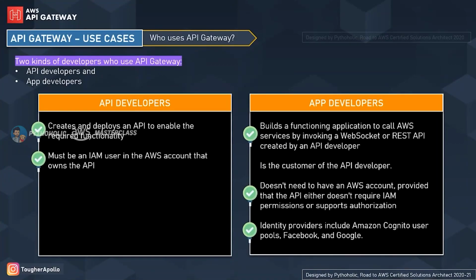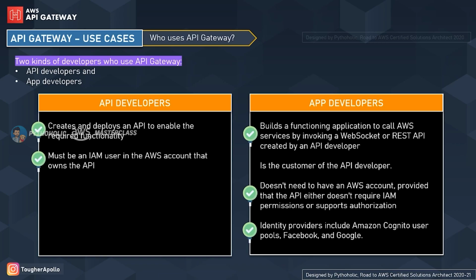Next up is who uses API gateways, or who actually wants to use them. Logically, even if you didn't read the documentation, you would have got the idea that with the AWS API gateway service, you will either be on the side of people who create the APIs, or on the side of people who use these APIs. So we have two kinds of developers who use API gateways: the API developers who create the API, and the app developers who consume these APIs. There are a few requirements for each, so let's compare them one by one.